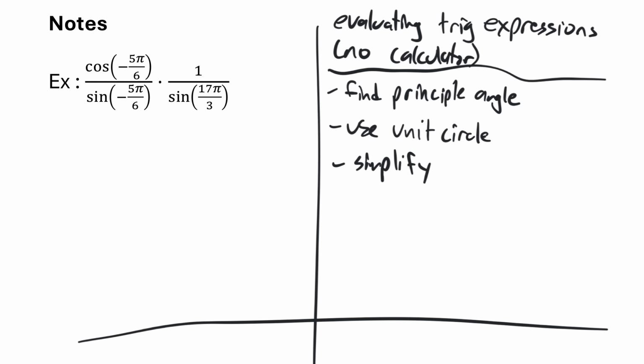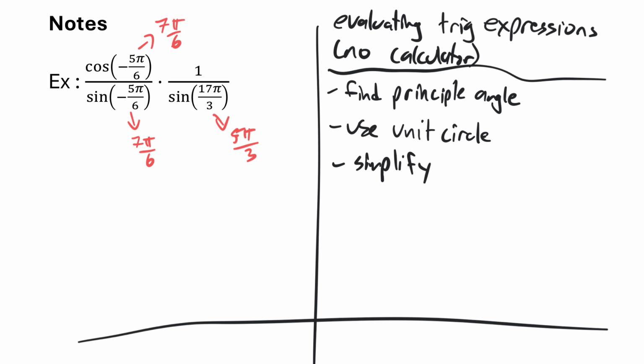All right, assuming you gave that a try, we should have the following principal angles. So here we're going to add 2 pi. That's going to give you 7 pi over 6. This is also going to give 7 pi over 6. And this one is going to give 5 pi over 3. Now for each one of these, we need to look up our unit circle.